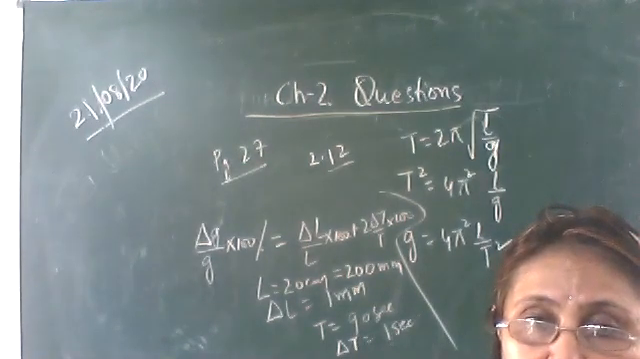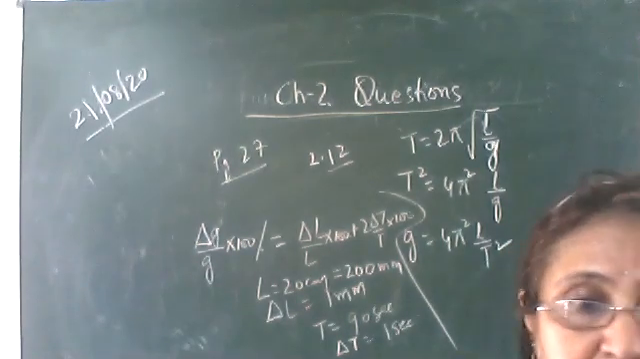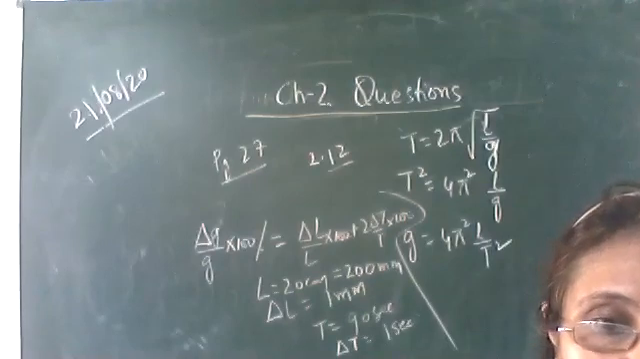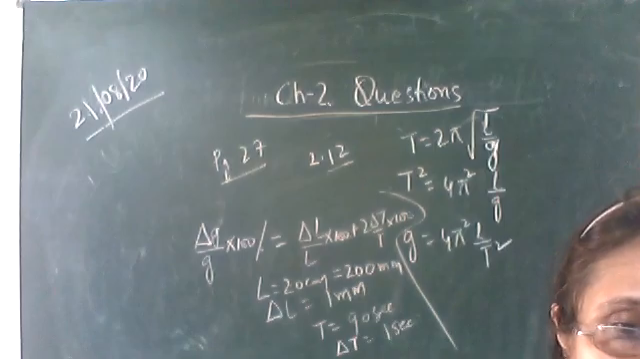Okay, what is the answer coming? 2.7. I think it's 49 by 18. 0.7. Yes, I think it is 2.7%.